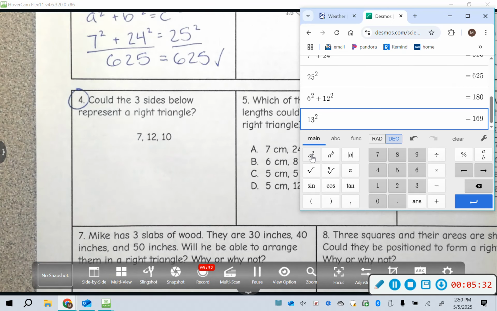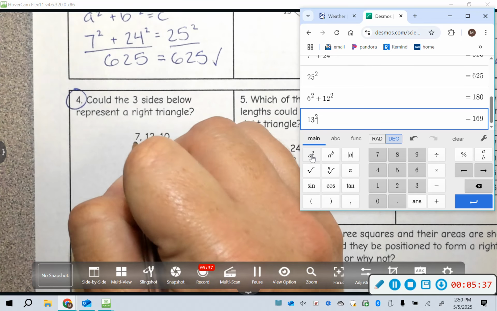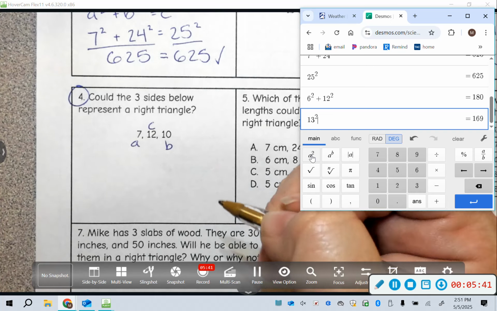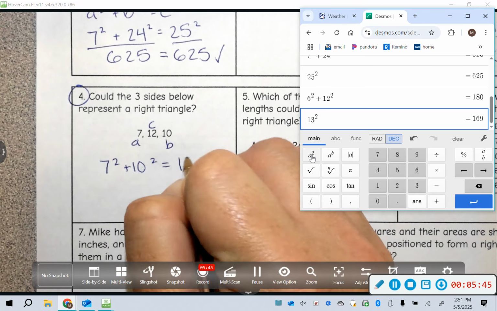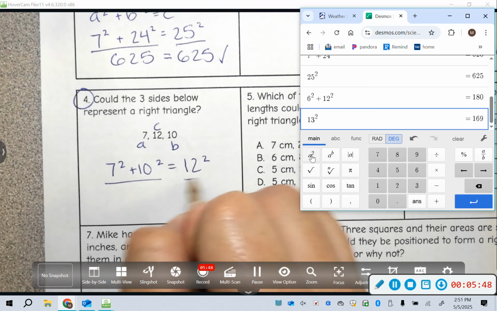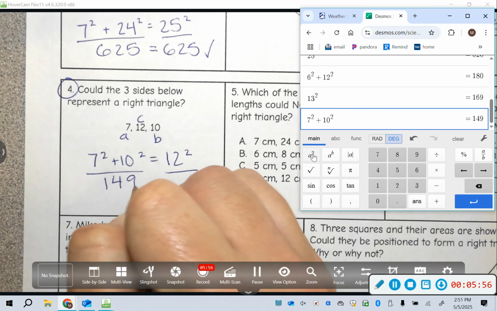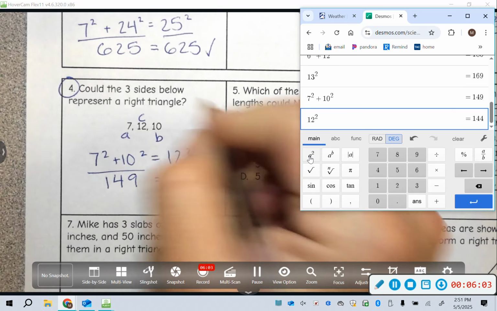Okay, let's try number 4. Could the 3 sides below represent a right triangle? So again, remember A is your shortest, C is your longest, and B is your middle. So 7 squared plus 10 squared equals 12 squared. Type that in, type that in. So 7 squared plus 10 squared is 149, equals 12 squared, which is 144. So the answer is no.